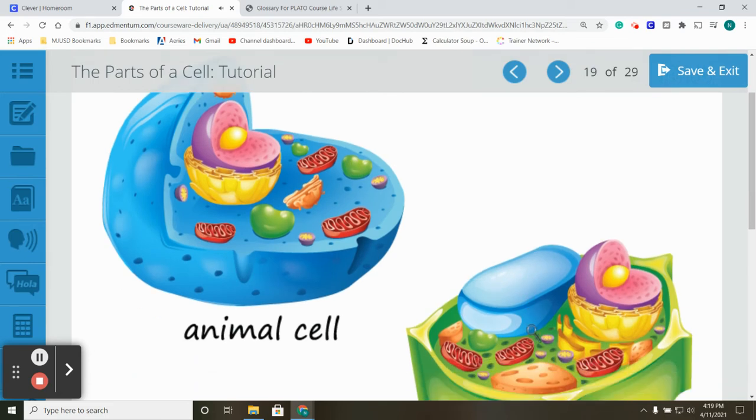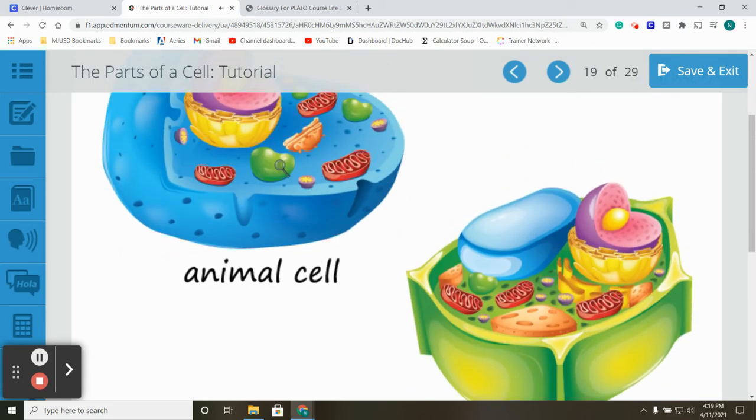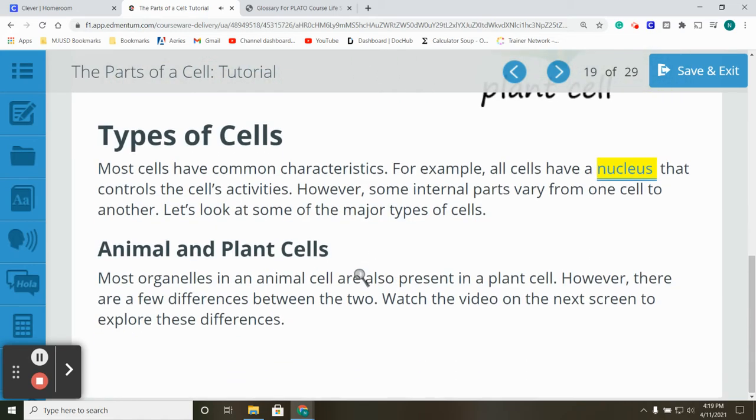Animal and plant cells. Most organelles in an animal cell are also present in a plant cell. However, there are a few differences between the two. Watch the video on the next screen to explore these differences.